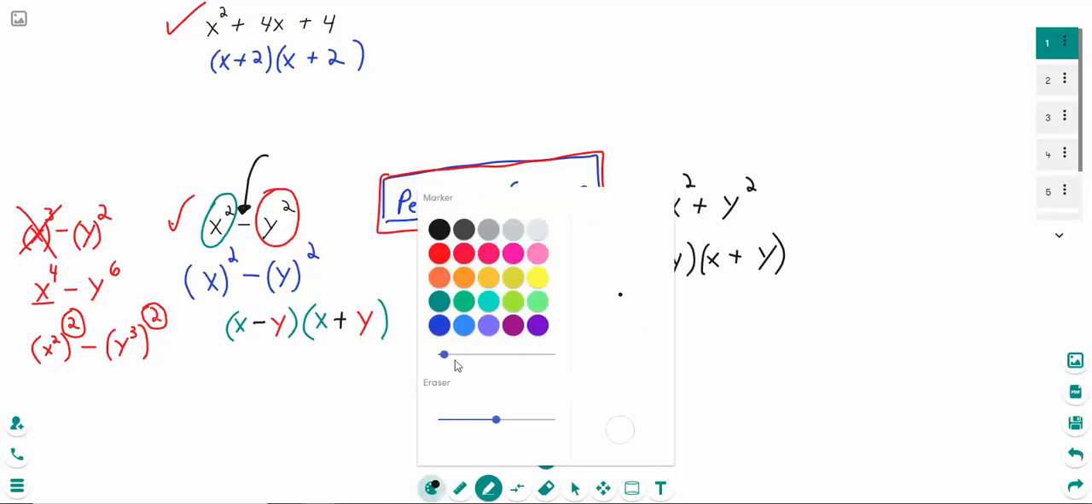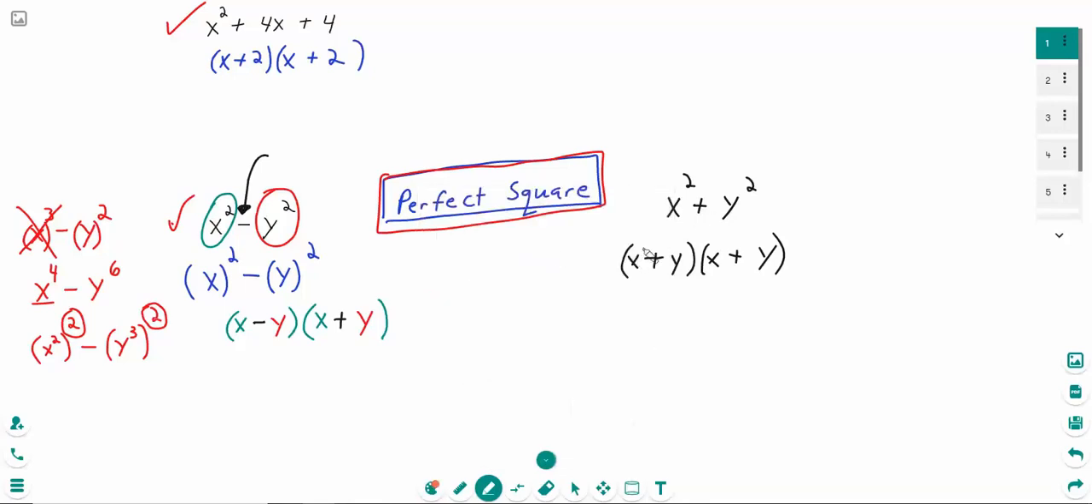And to show you that it's not going to work, let's do a quick FOIL. All right, so let's take the first. We get an x squared. We take the outside, which is a plus xy. We take the inside, another plus xy. And then we take the last, which is a plus y squared. We combine any like terms here, and we end up with x squared plus 2xy plus y squared.